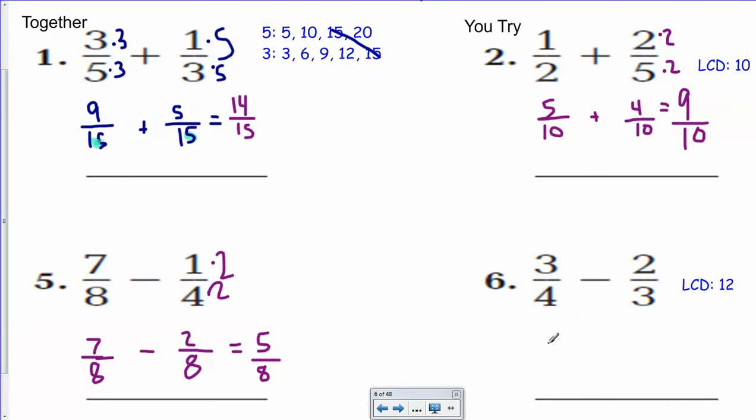So for this, my LCD is going to be 12. So I multiply by 3. So I'm going to have 9/12 is equivalent to 3/4. And I'm going to have, how did I get from 3 to 12? I multiplied by 4. So I need to multiply by 4. So my final answer here is going to be 1/12.